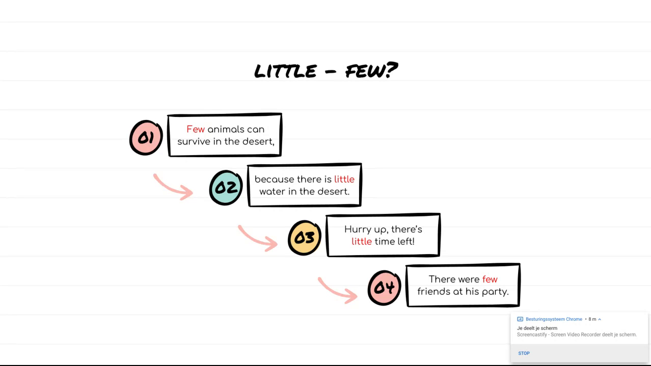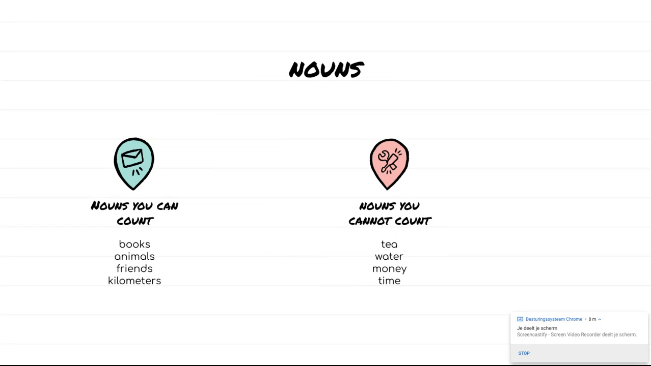Well done, Maud. There were few friends at his party. If you say little friends, then we have kleine vrienden. But now we say weinig vrienden, so few friends at his party. Again, nouns you can count, nouns you cannot count. Nouns you can count get few, nouns you cannot count get little.